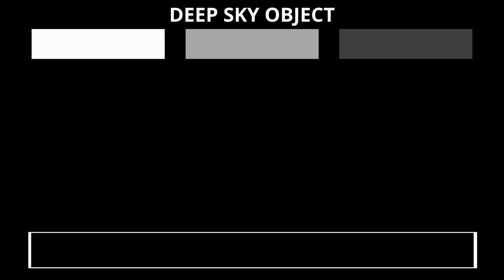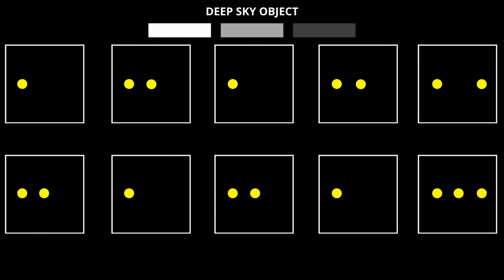Ten 1-second exposures will yield 10 subframes. We can visualize the information each subframe carries like this. Each square represents a subframe. Every subframe received a photon from the brightest area of the DSO, portrayed in the left of the subframe corresponding to the position of the brightness in the DSO.